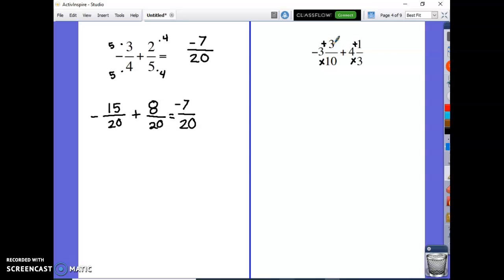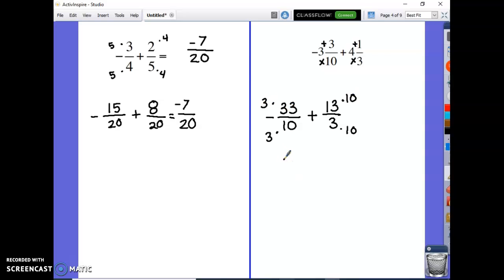So 10 times 3 is 30, plus 3 is 33, over 10. You keep the same denominator and transfer that negative sign. Add that to 4 times 3 is 12, plus 1 is 13, over 3. Now, we have them as improper fractions, but we have to get common denominators. Well, what's a common denominator between 10 and 3? It's going to be 30. So we're going to multiply this side by 10 and multiply this side by 3. Again, whatever you do to the bottom, you must do to the top.